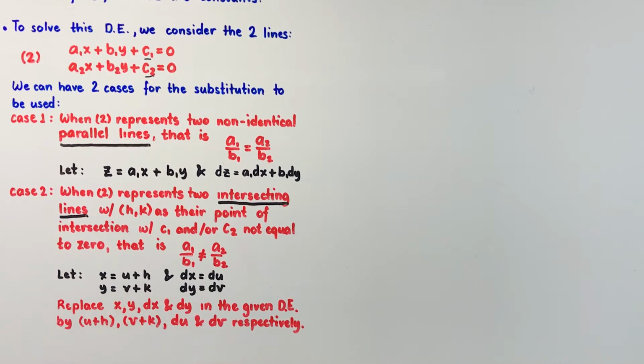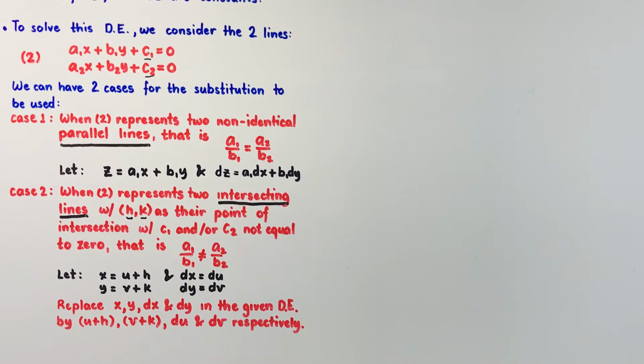u plus h, where h is the x-coordinate of the point of intersection, and y equal to v plus k, where k is the y-coordinate of the point of intersection for these intersecting lines. And also we need to find the differential of x, which is du, because the differential of h is 0 since h is a constant, and the differential of y is dv because the differential of k is also 0 since k is a constant.